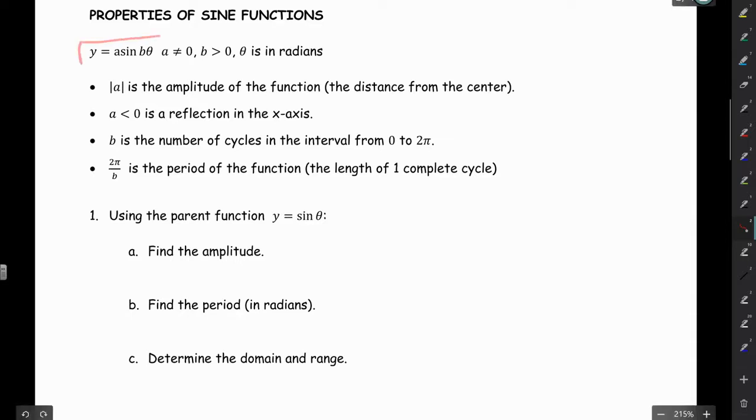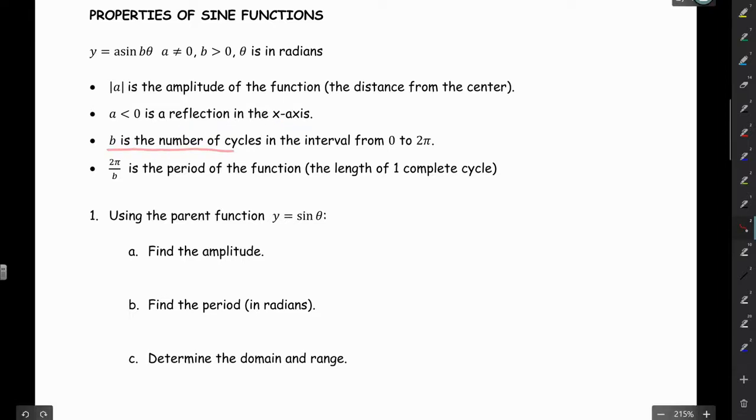So we're looking at y equals a sine b theta, where a does not equal 0, b is greater than 0, and we're talking about theta in radians. We usually refer to the angles on the unit circle in radians. The absolute value of a is the amplitude of the function. That's going to tell us the distance from the center. If a is less than 0, in other words, if there's a negative in front of a, it's going to mean a reflection over the x-axis.